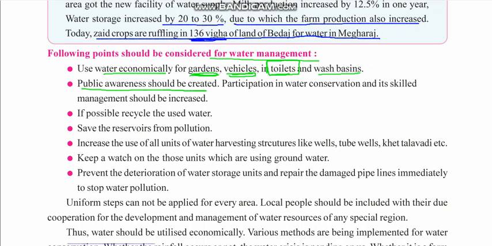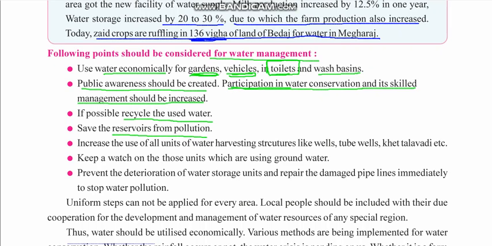Public awareness should be created. Participation in water conservation and its skilled management should also be increased. People should participate and see that the water is conserved. If possible, recycle water. Many industries are doing this. They are recycling the water that they are using. They are again using it after treating it, so that they get the maximum use of the water.